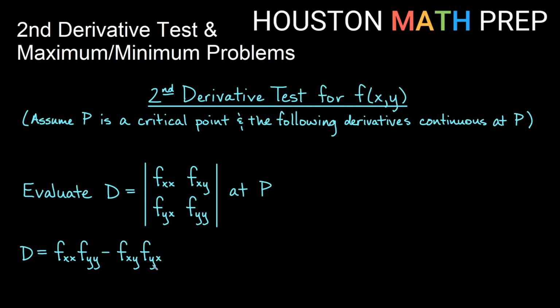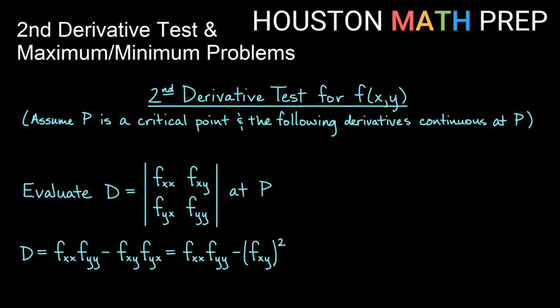And remember, as long as we have functions that are very well behaved, most functions are going to fit the criteria that these mixed partial derivatives, fxy and fyx, are going to be the same amount. So we can really think of this as fxx times fyy minus one of these mixed partials squared.